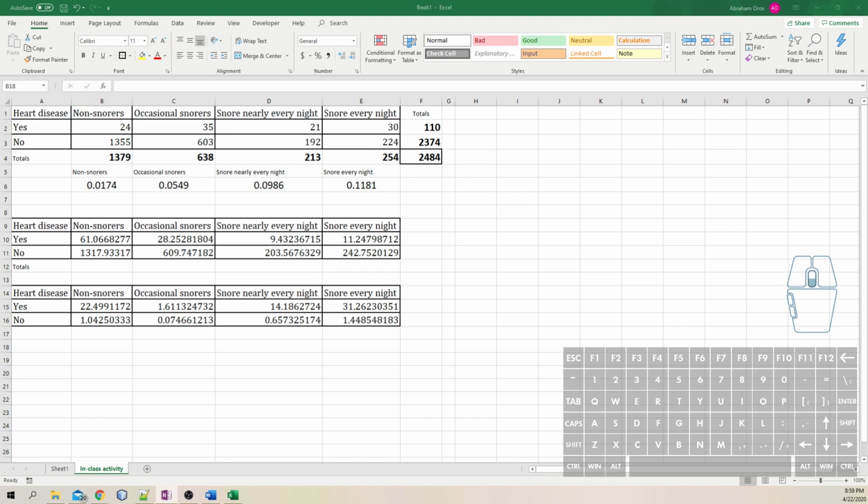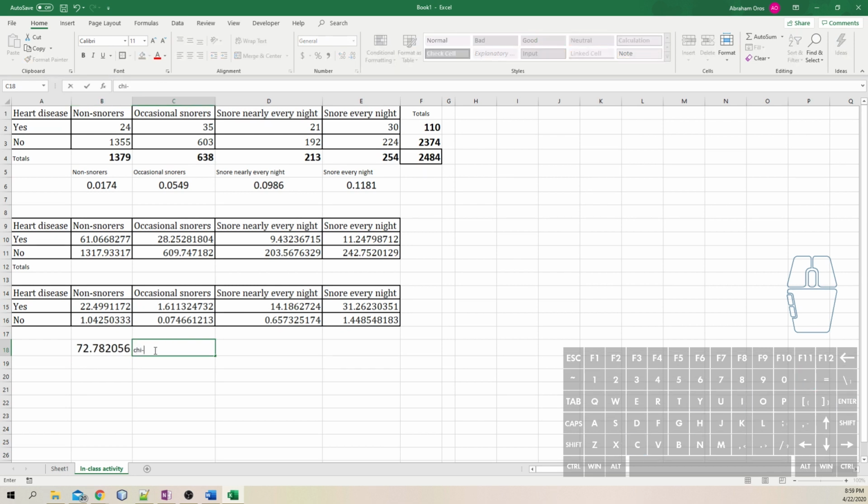Third, we're going to add up the 8 numbers. So all 8 of these numbers, we're going to add them up. And we'll do that in a formula. Equals sum. Add up all these numbers. Chi-square test statistic.